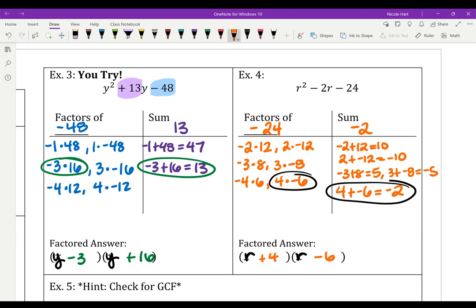Now, I get a lot of questions about this. These are interchangeable. I could have said r minus 6 and r plus 4. The order of those does not matter to me.